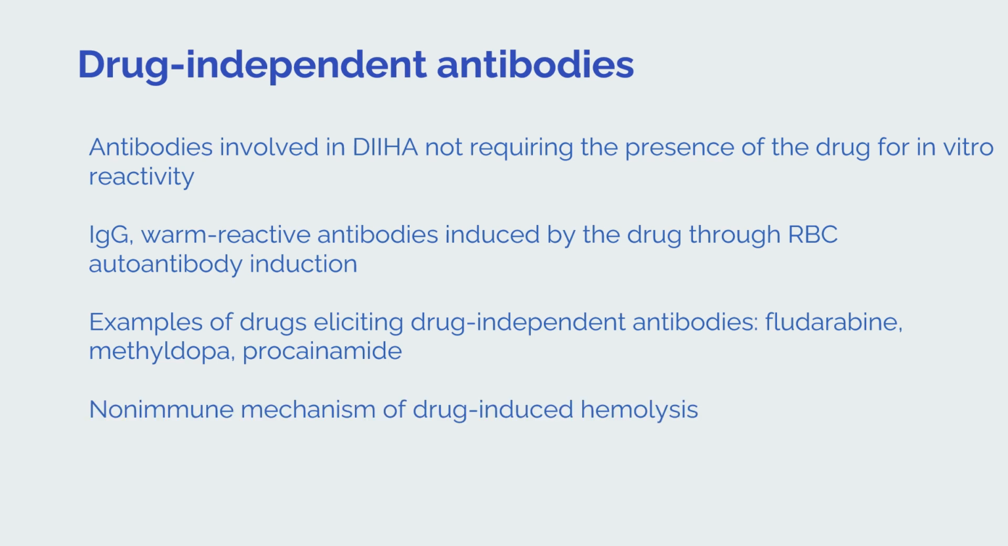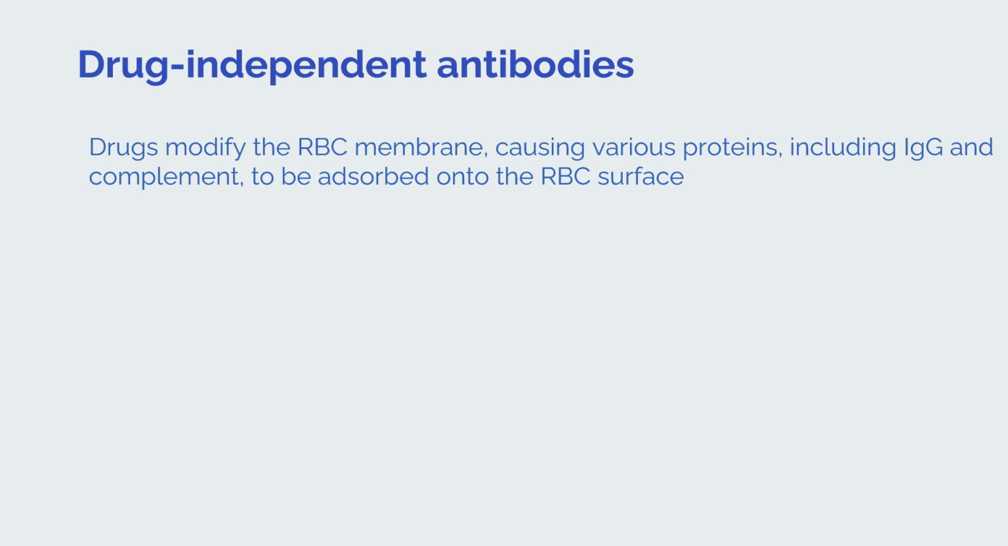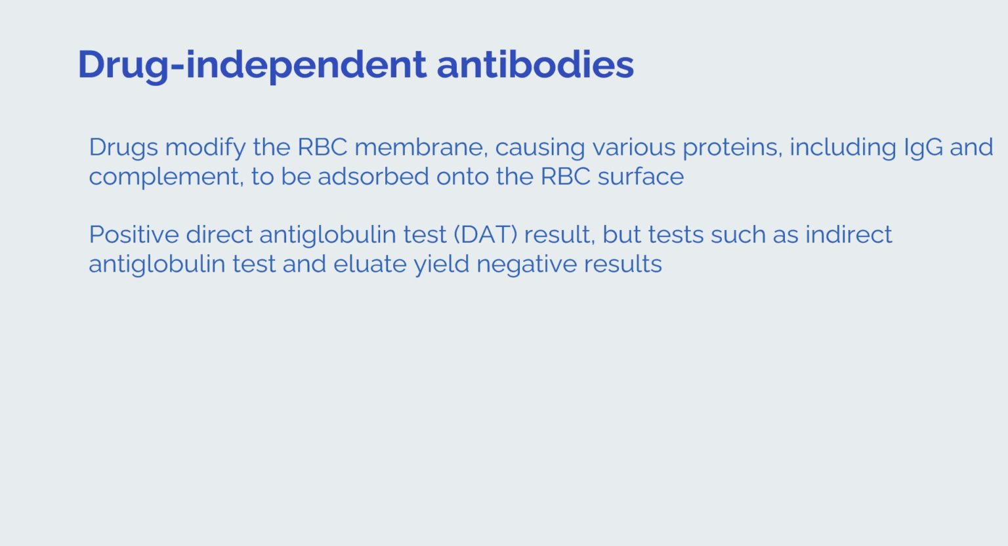In addition to immune-mediated mechanisms, drug-induced hemolysis can occur through a non-immune mechanism known as drug-induced non-immunologic protein adsorption, NIPA. Unlike immune-mediated hemolysis, NIPA does not involve the production of antibodies against the drug or red blood cells, RBCs. Instead, certain drugs can modify the RBC membrane, causing various proteins, including IgG and complement, to be adsorbed onto the RBC surface. This can lead to a positive direct antiglobulin test, DAT, result, although hemolysis is rare.